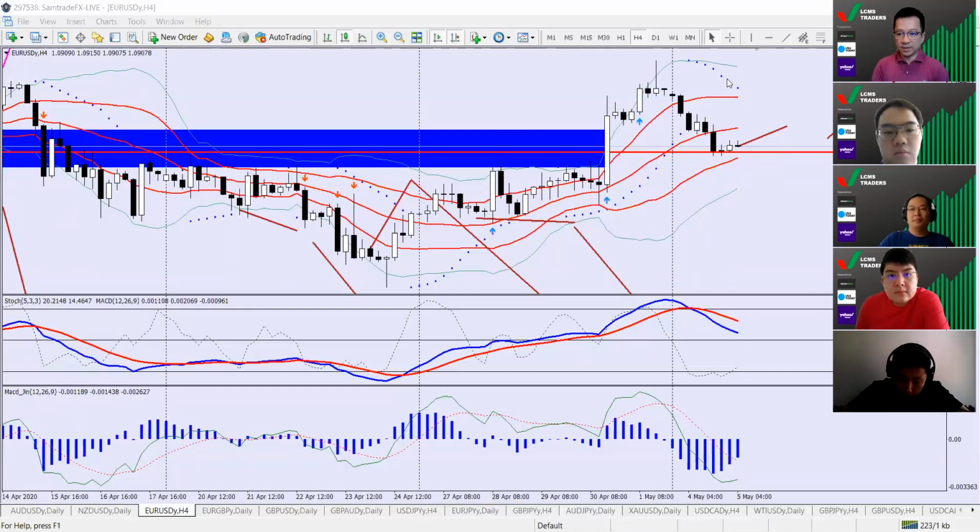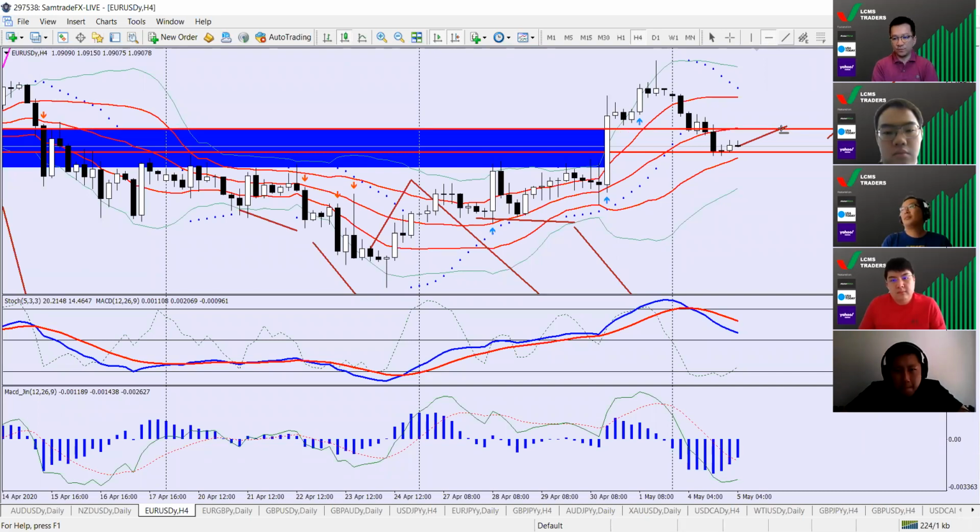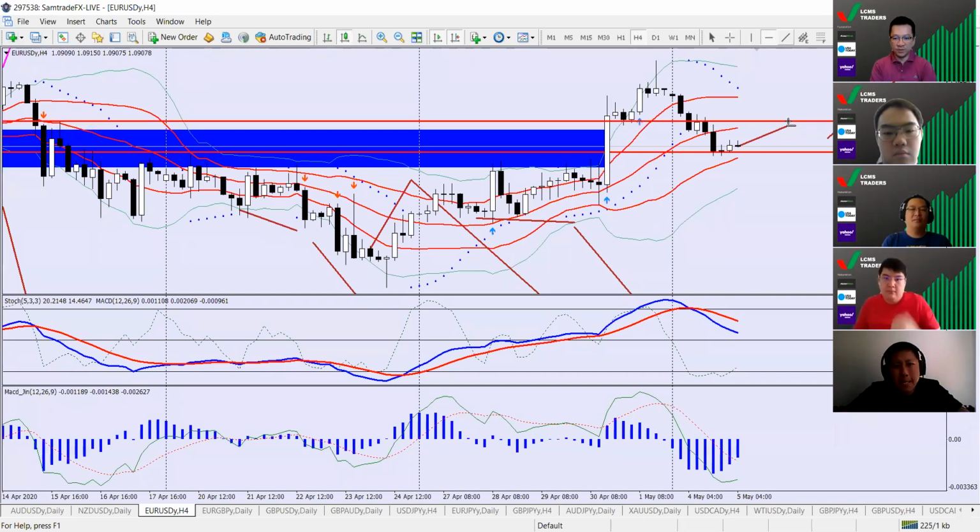let me just put some lines in. Say if it doesn't break above that blue zone there, to 1.0930 or even 1.0940, if it stays within that range, I think it's going to be quite interesting.